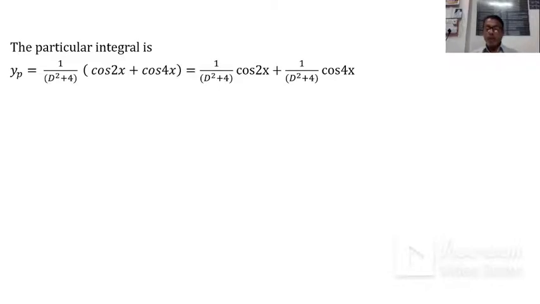Therefore, we use our second theorem, which means we use the result 1 upon D square plus a square operate on cos ax is equal to x upon 2a into sin ax. Using that result, the first term is x upon 2 into 2 into sin 2x, which means x upon 4 sin 2x or x sin 2x upon 4.